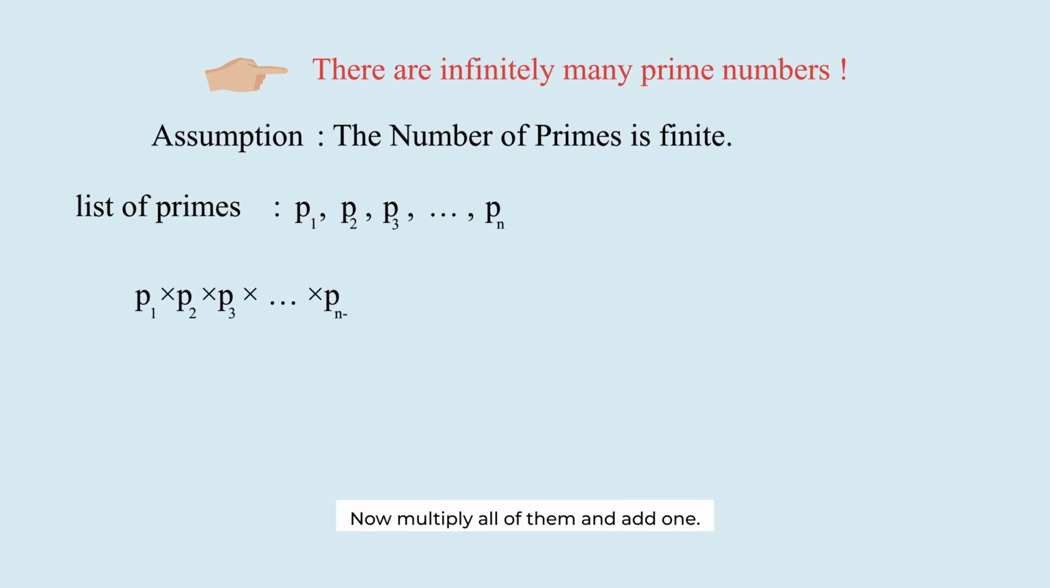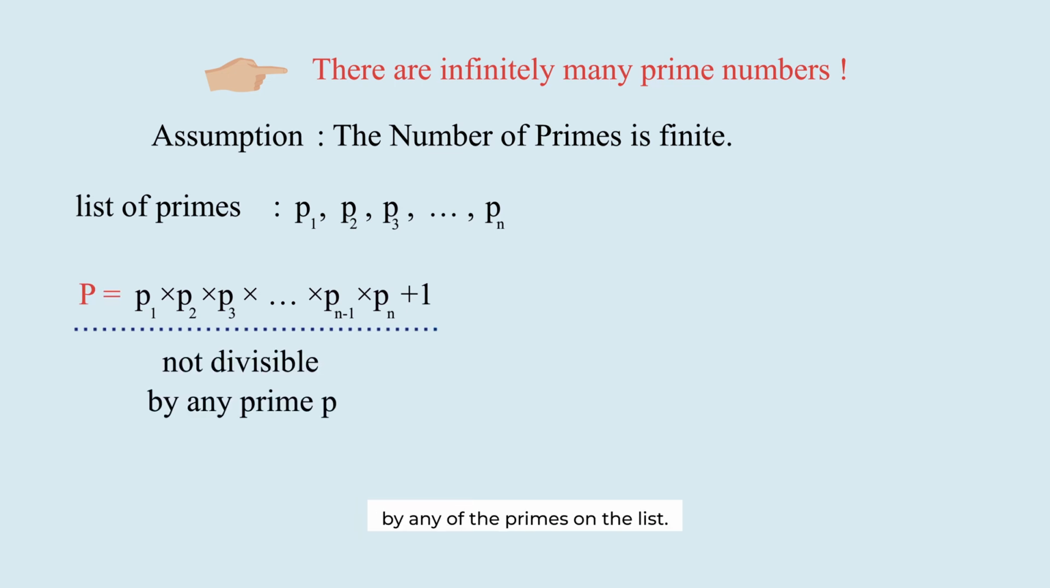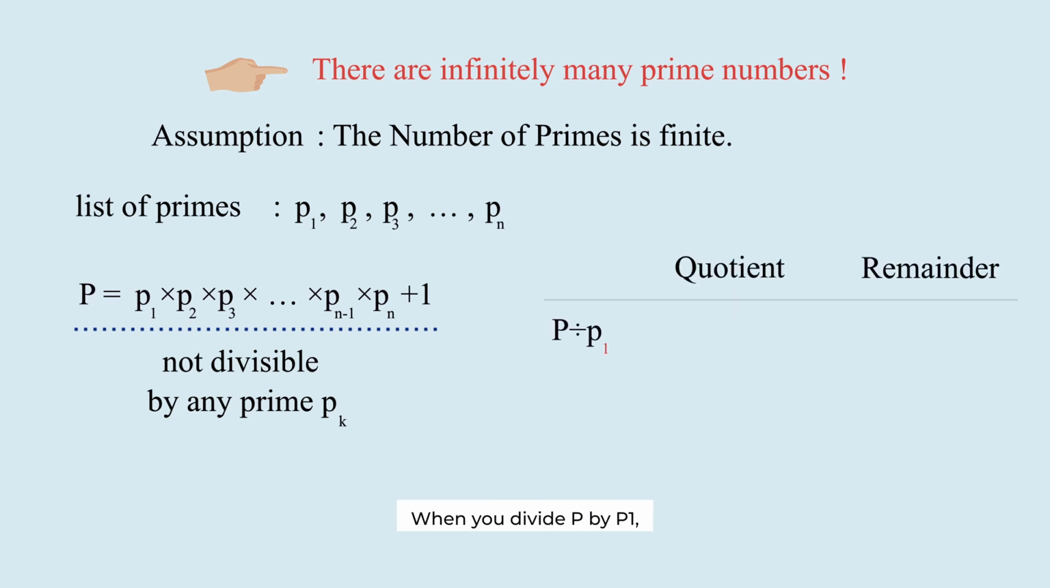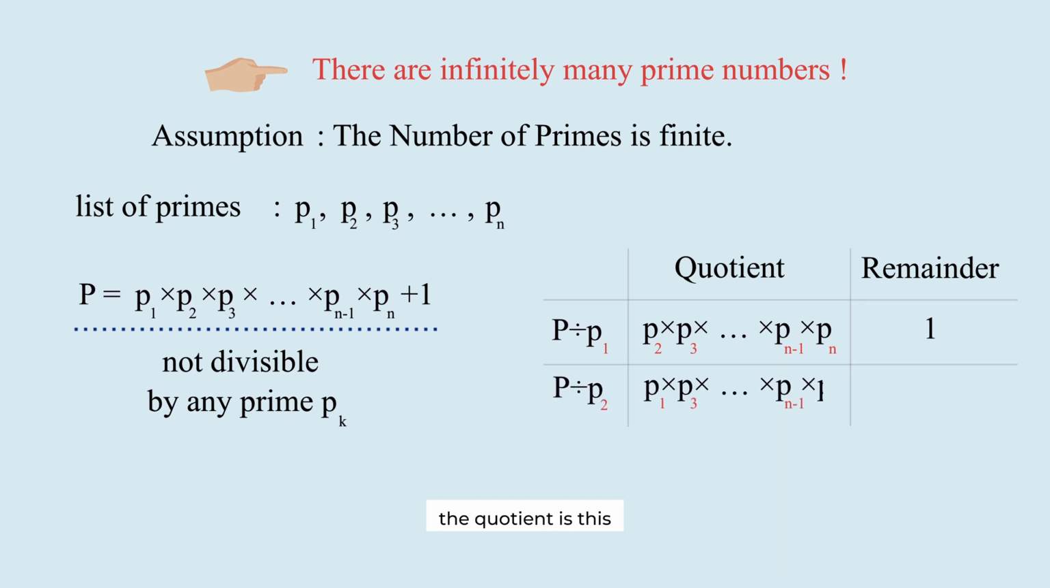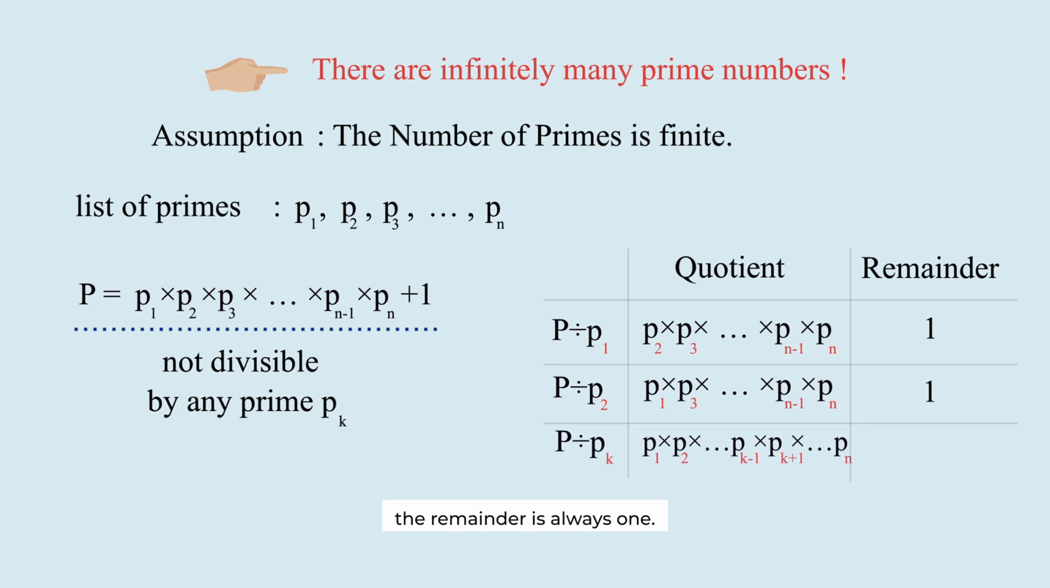Now, multiply all of them and add one. Call this P. This new number P is not divisible by any of the primes on the list. Why? When you divide P by P1, the quotient is this, and the remainder is 1. When you divide P by P2, the quotient is this, and the remainder is also 1. No matter which prime you divide P by, the remainder is always 1. P is not divisible by any of the primes on the list because of this plus 1.